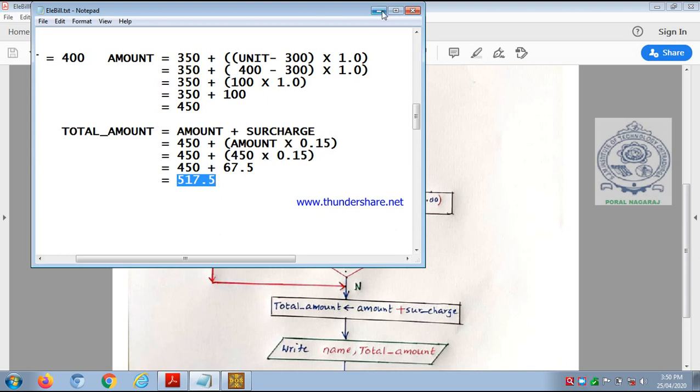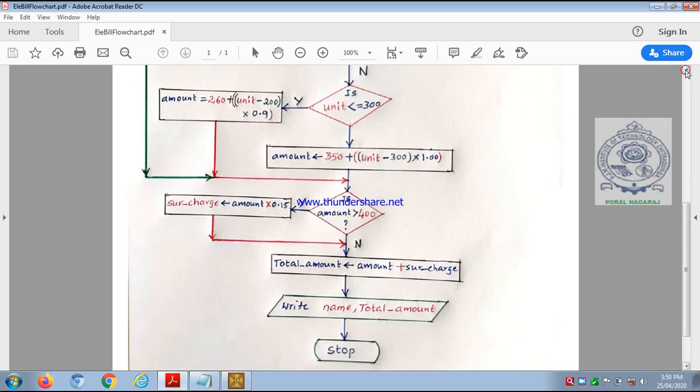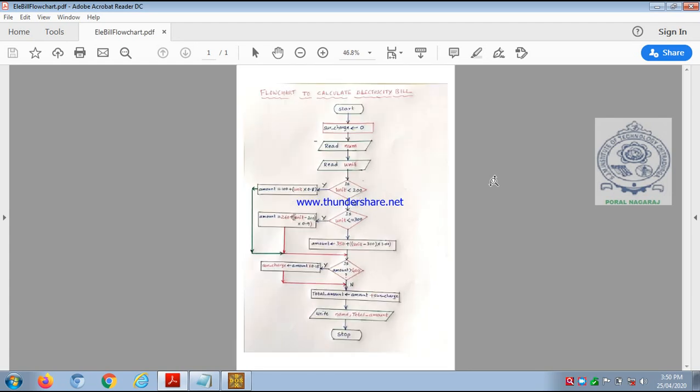So final output is total amount. So this is the flow chart. After that, what you have to do? You have to stop. So this is the flow chart. So start. Initially surcharge should be assigned the value 0. Read name, read unit. Is unit less than or equal to 200? Yes means amount is equal to 100 plus unit into 0.8. Okay. Then you have to come here and compute, is amount greater than 400? Yes means surcharge is 15%, so surcharge is assigned value amount into 0.15. No means total amount is assigned value amount plus surcharge. Write name comma total amount and stop.